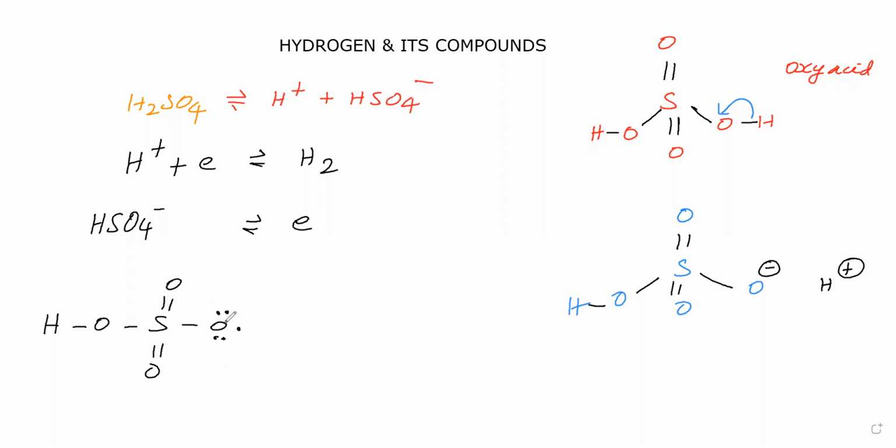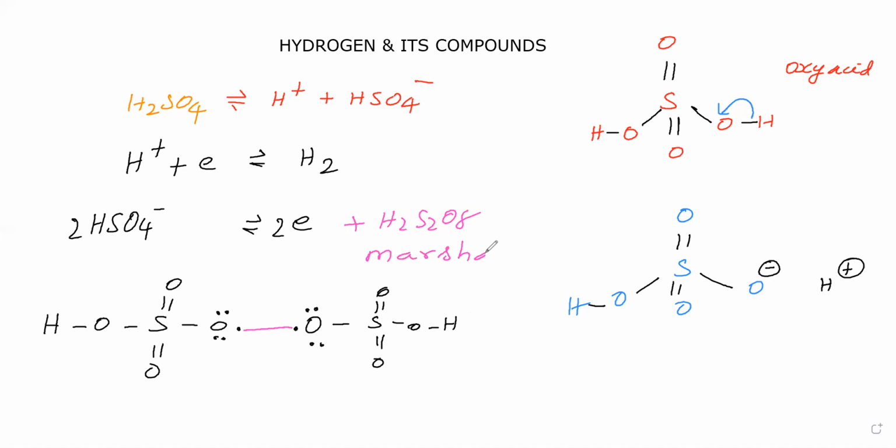Now we will consider another free radical. Another bisulfate gives another electron and becomes free radical. So we got 2 bisulfate free radicals. These 2 bisulfate free radicals combine with each other through a bond. Like this bond is produced. Therefore, we are getting H2S2O8. It is called Marshall's acid or peroxy disulfuric acid.